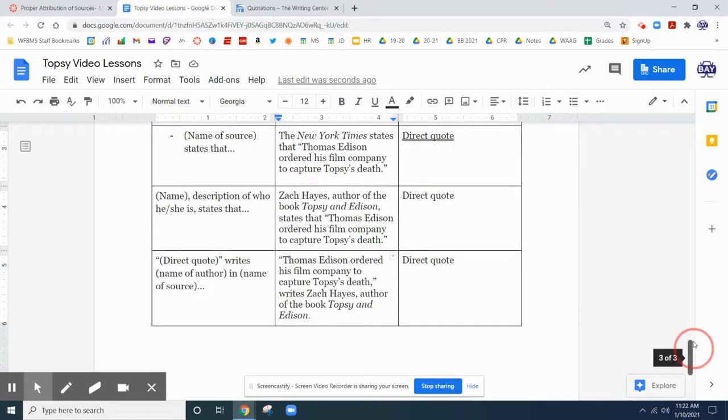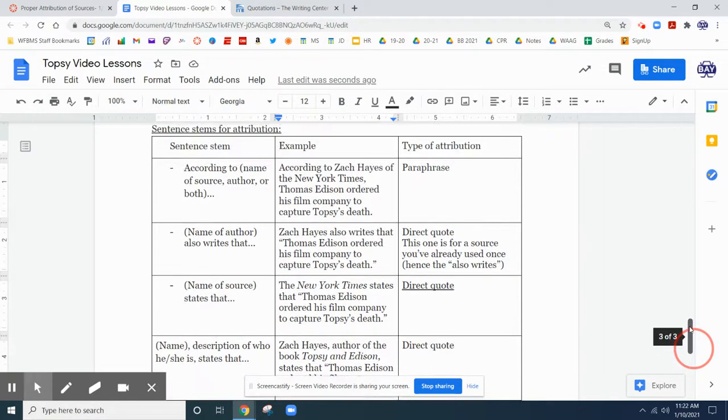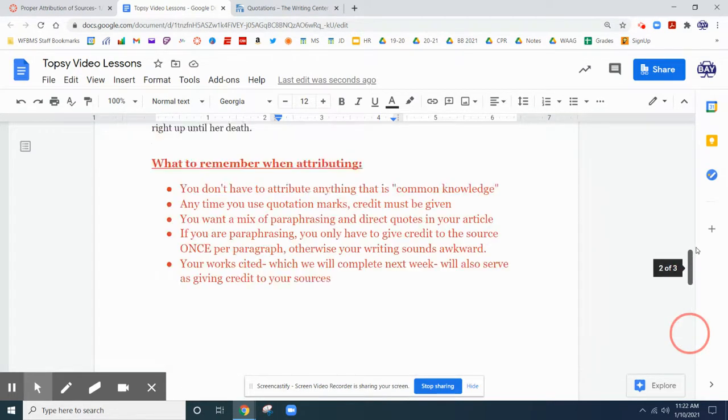So any of these sentence stems would work. Figure out what works best for you. Make sure you're doing a mix of as many of these 5 as you can. So you add some sentence variety and different types of sentence structure for the reader so it doesn't sound super repetitive. But hopefully in this video, you now better understand how to attribute sources.